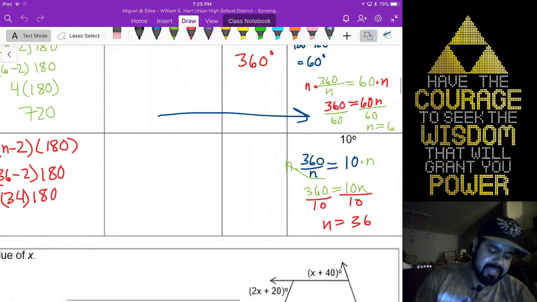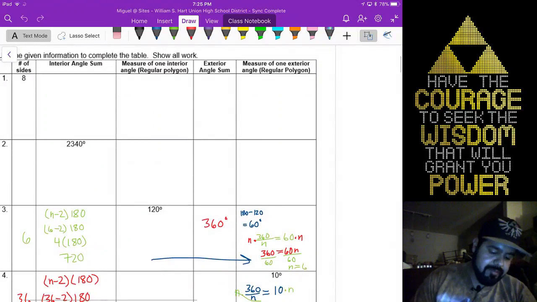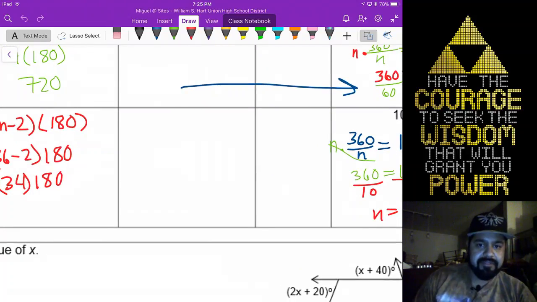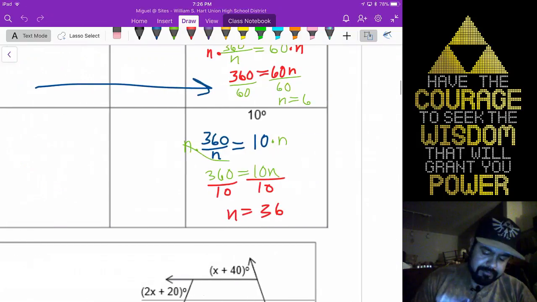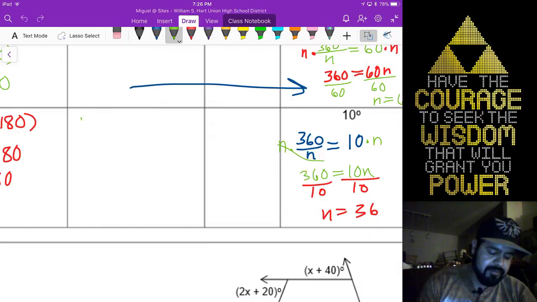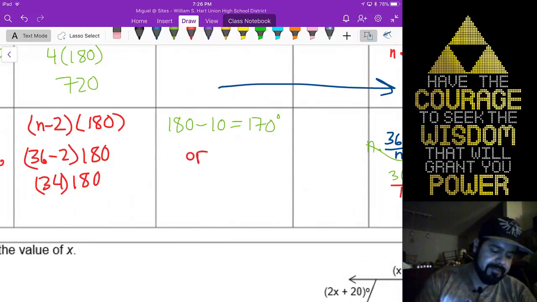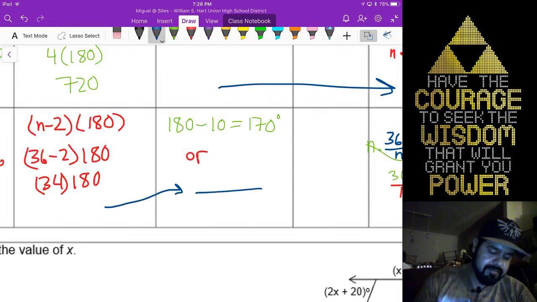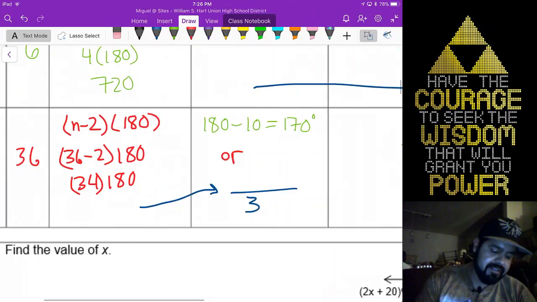Now there are two ways of getting your measure of one interior angle. You can either take your 10 degrees from the last one and do 180 minus 10 to get your 170. That's the easy way. Or if you've already done this work so far, what you can do is you can now take the answer that you would get here and you would divide it by the number of sides that we calculated earlier, 36.